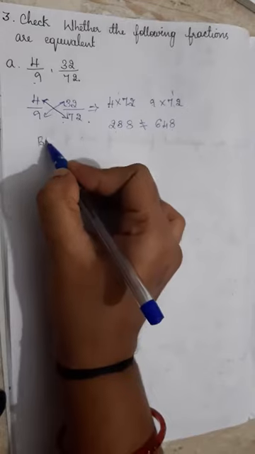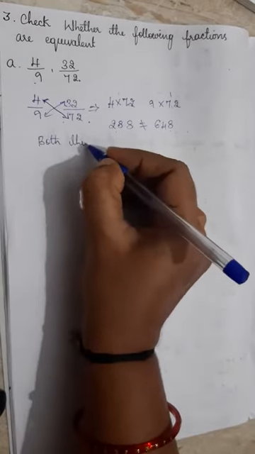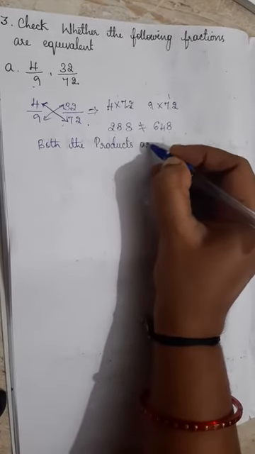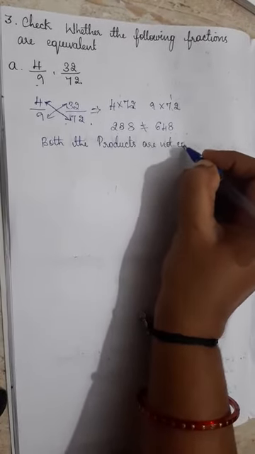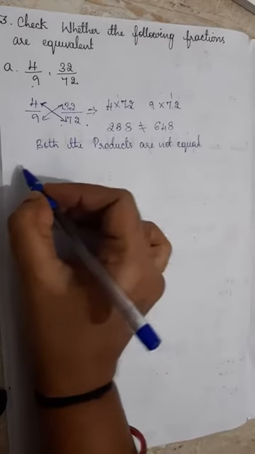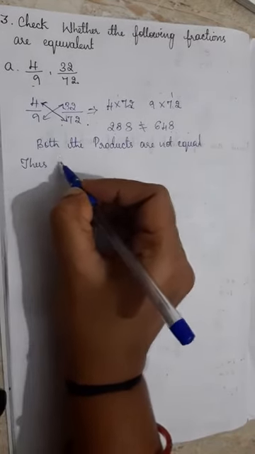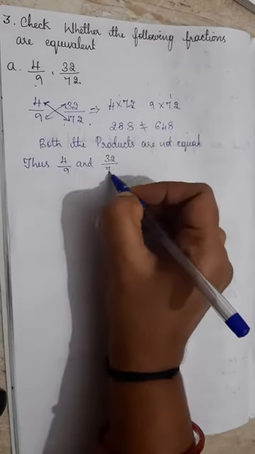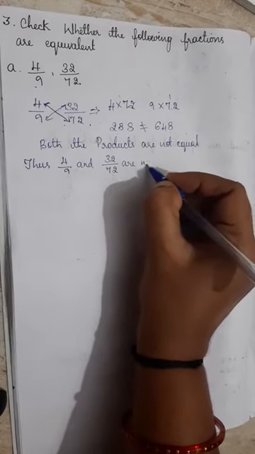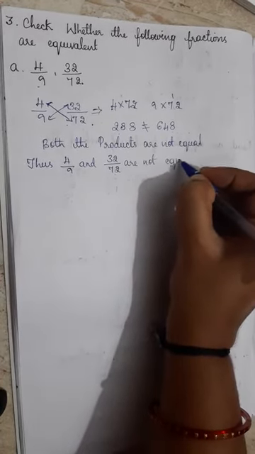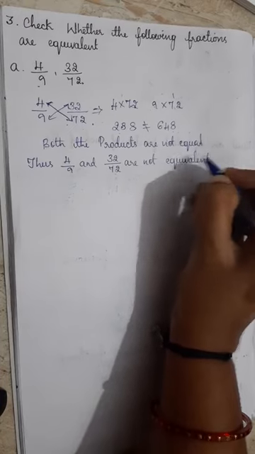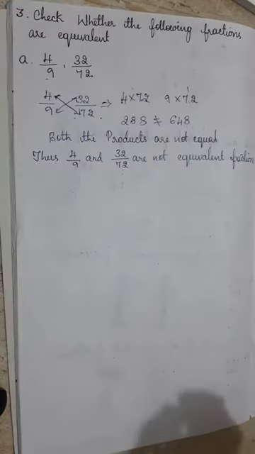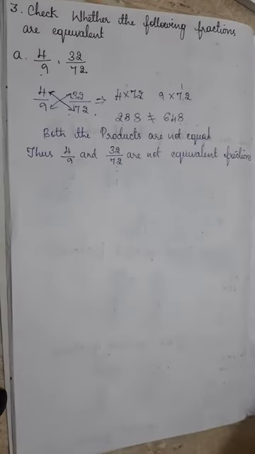You can write: both the products are not equal, thus 4 by 9 and 32 by 72 are not equivalent fractions. Clear? Now do one more question.